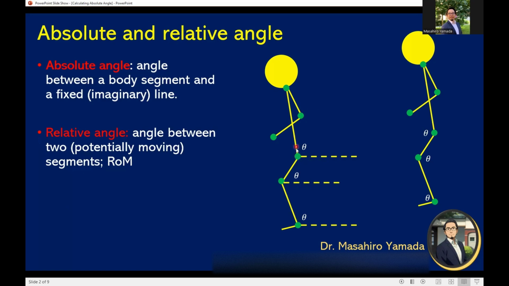In this case, for the hip, absolute angle is between this and this, so over here. And for the knee, absolute angle would be between this and this line, so the angle over here.